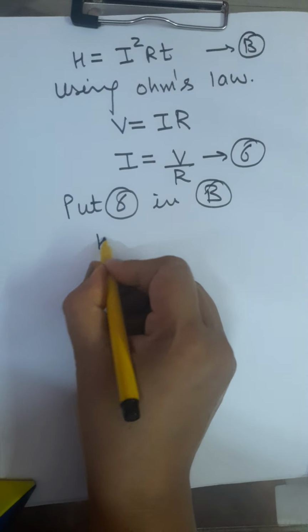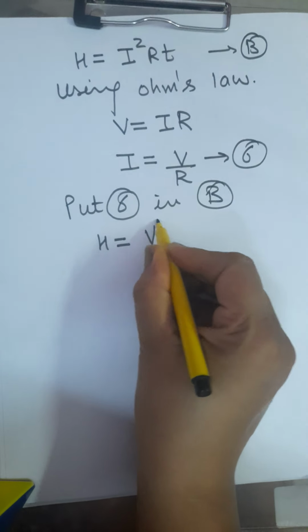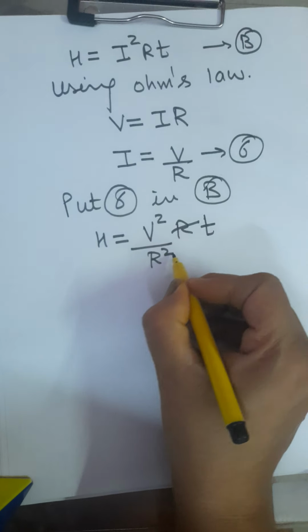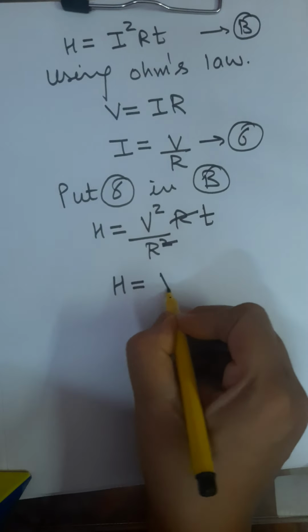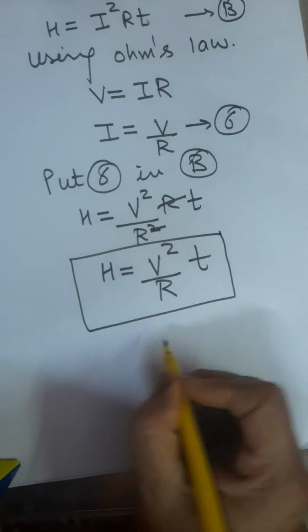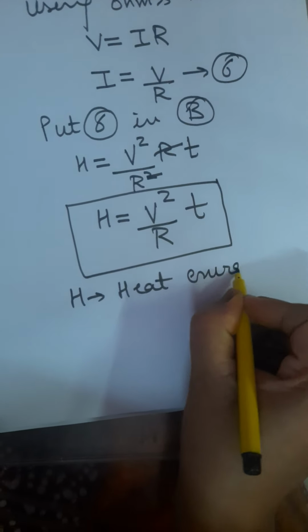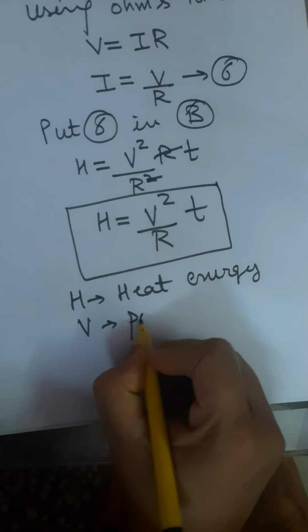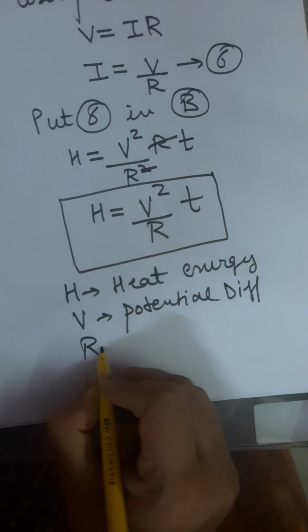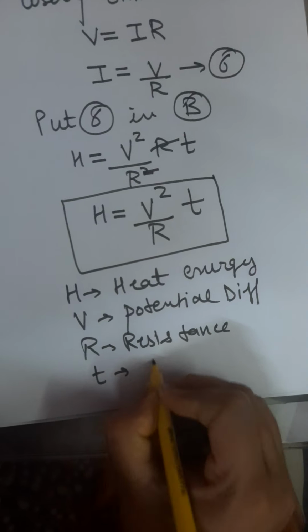If I put 6 in B, I'll get H is equal to I square. In place of I square, I will write V square by R square into RT. One R is cancelled. So H comes out to be V square by RT. This is also one expression we can use where H is again heat energy, V is potential difference, R is resistance, and T is time.